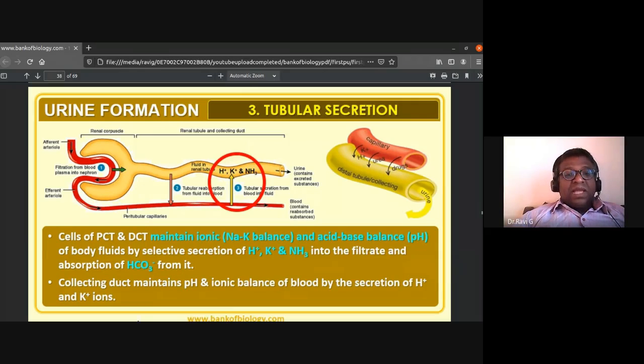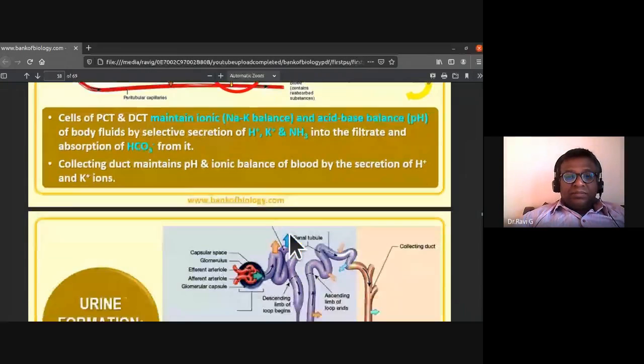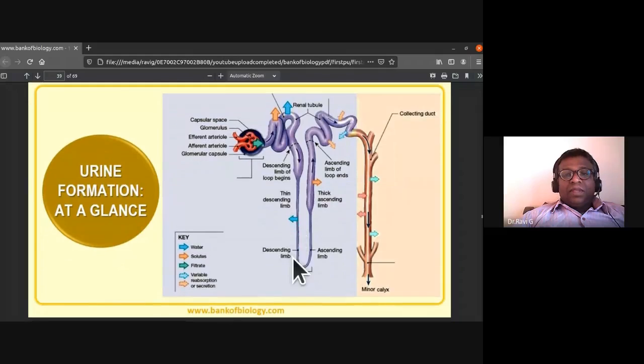Okay. So the collecting duct maintains pH and ionic balance of blood by the secretion of protons and potassium ions. So this is the formation of urine at a glance.